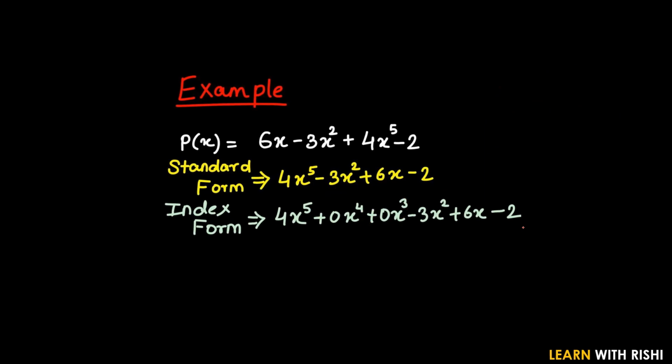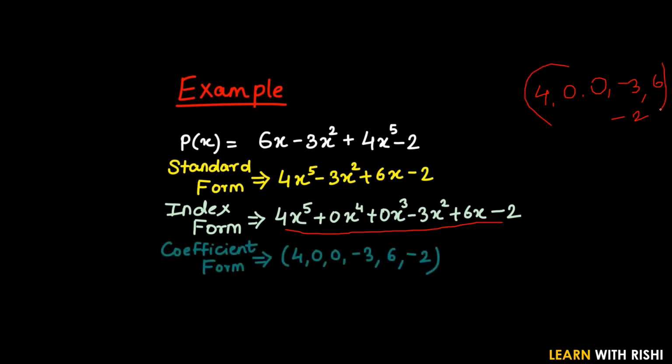Next one is coefficient form. So in coefficient form, what is important? You have to write the coefficients, that too with all missing terms, and that too in standard form. So here we'll consider this index form only, because this is in standard form as well as the missing terms are present. So I can write the coefficients as: first, highest coefficient is 4, then 0, then 0, then minus 3, then plus 6, and then minus 2. Right? So these are my coefficients. So coefficient form I can write 4, 0, 0, minus 3, 6, minus 2.